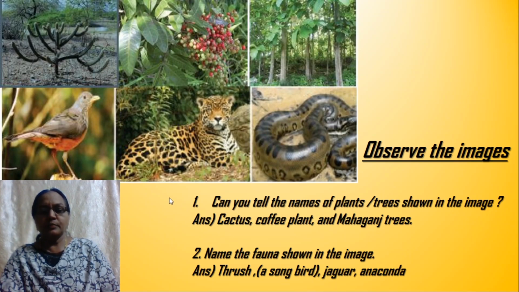The first one, can you tell the names of the plants, trees shown in the image? Now, the first part, as I told you, this is a cactus plant which grows in the arid regions. The second part is the coffee plant. Of course, Rio de Janeiro is the largest producer of coffee in the world. The next one we have is Mahaganj trees, also known as mahogany.